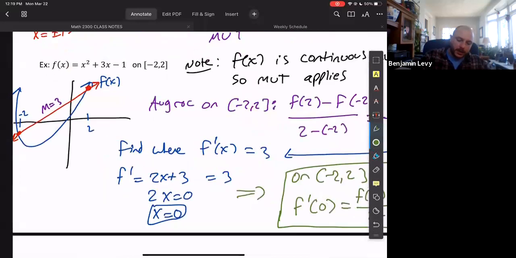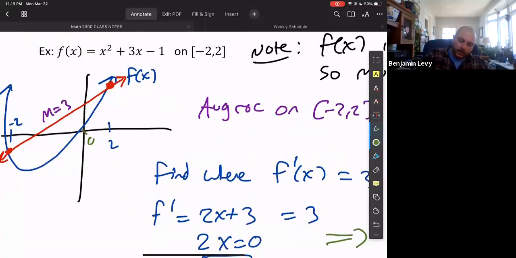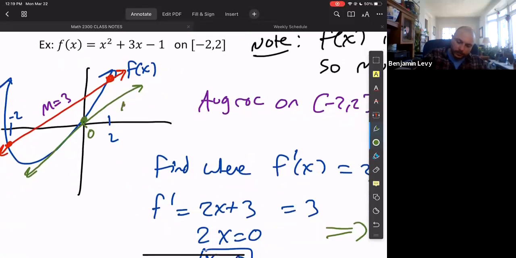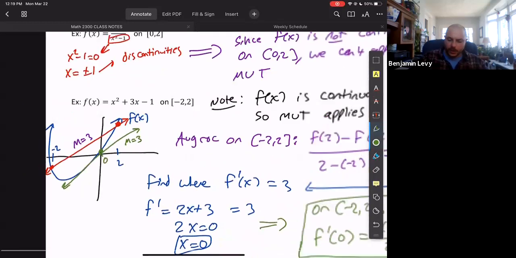But back to the picture here. The idea is like at 0 then, right? We found that this tangent line, and I drew a bad picture, so it's not going to look great. But that one is also going to have a slope of 3. That's what we just found. Should have drawn a better picture, but.